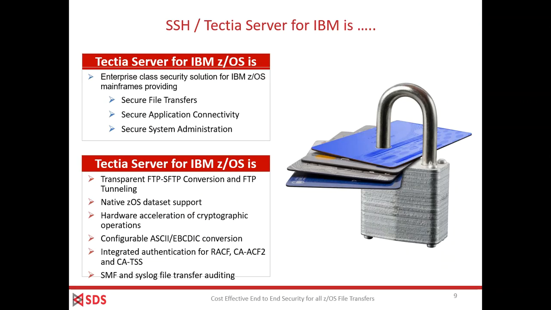There's a few features to note about the product: the transparent FTP to SFTP conversion and also FTP tunneling. So that's something that you can configure on the product depending on what your requirements are. Native dataset, z/OS or MVS dataset support, that's pretty important. I think there are some limitations on the regular OpenSSH.